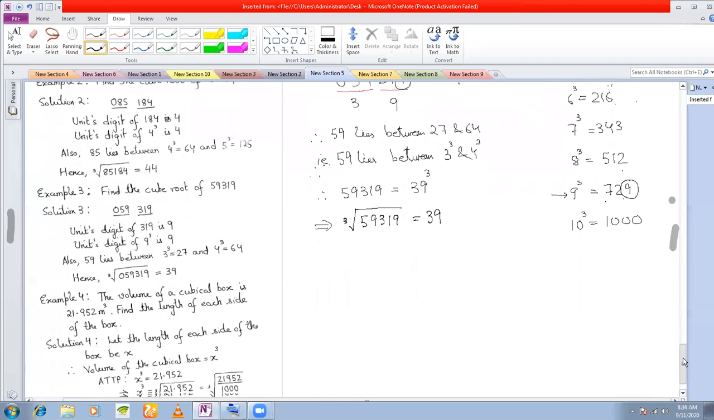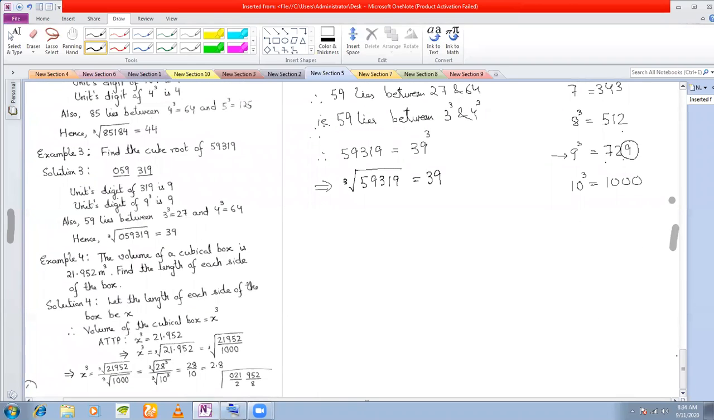This method is called approximation method. Okay, let's do the last one also and finish these notes. The volume of a cubical box is 21.952 meter cube. Find the length of each side of the box.